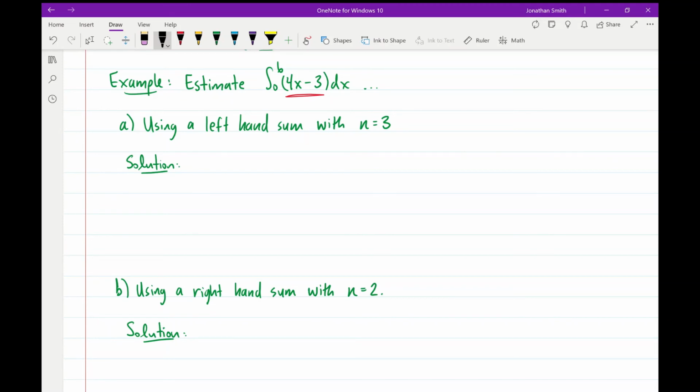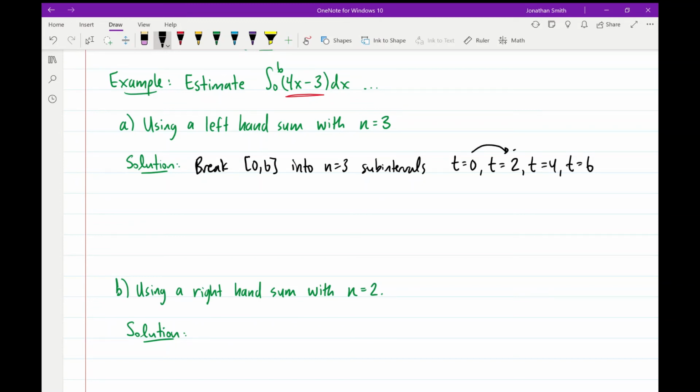So we're breaking up the interval from 0 to 6 into n equals 3 subintervals. So we're looking at the values t equals 0, t equals 2, t equals 4, and t equals 6, because this allows us to break up the interval from 0 to 6 into 3 parts. We have the interval from 0 to 2, from 2 to 4, and from 4 to 6, and now we can calculate a left-hand sum.